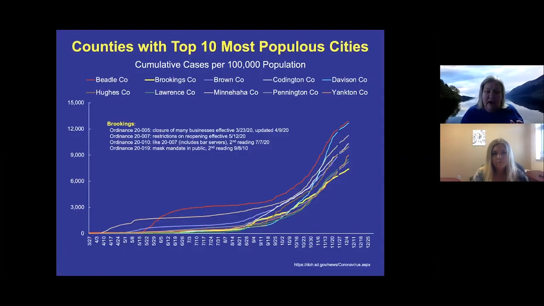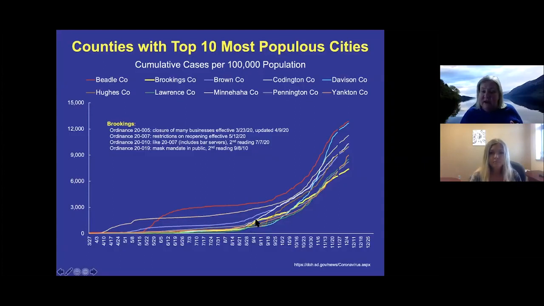If you look at Codington County, for example, this white line, we were having increases at the same rate as Codington County. These two, the blue line and the yellow line, are very parallel right here, going up together.